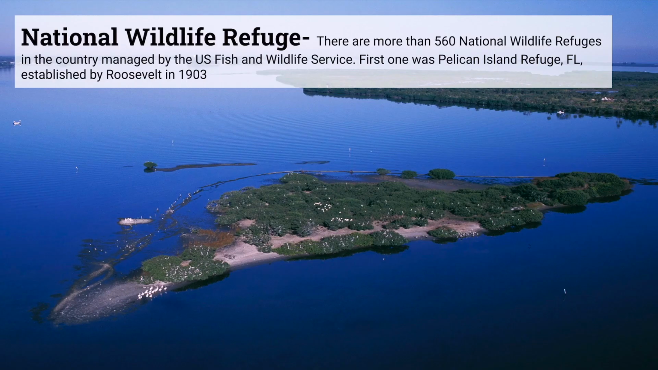The next category of protected land is the National Wildlife Refuge. There are more than 560 around the country, such as Pelican Island Refuge in Florida, and they're managed by the U.S. Fish and Wildlife Service. There are actually quite a few in North Carolina, including the Pocosin Lakes Wildlife Refuge, the Alligator River, and Cedar Island.